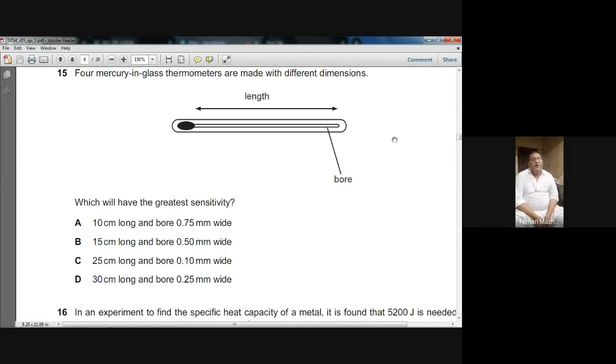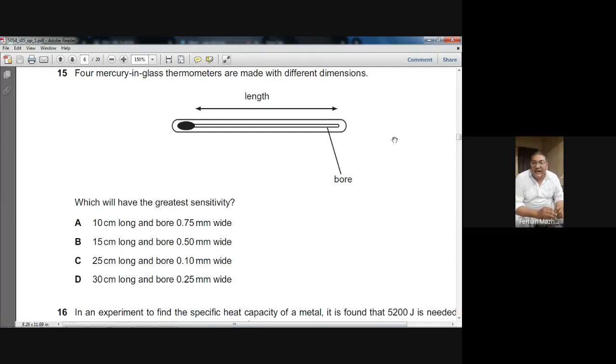Sensitivity depends upon the bore, the width of the bore or diameter of the bore. It depends upon the volume of the liquid which you have put in the bulb. The larger the volume, the bulb should be larger. The thickness of the glass of the bulb, no. Understand? Yes, sir. I just wanted to say that the glass bulb should be thin. No. It does not depend upon its thickness.